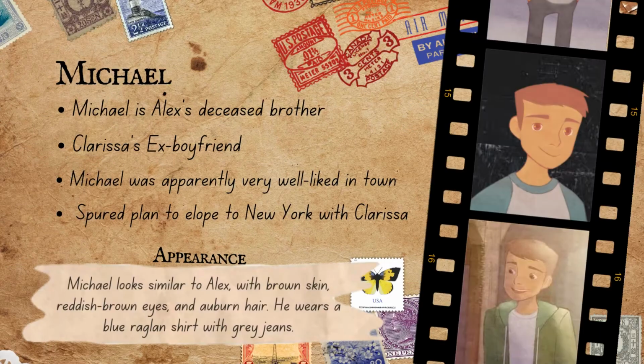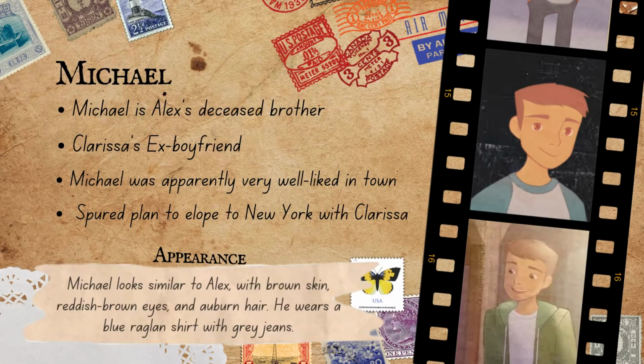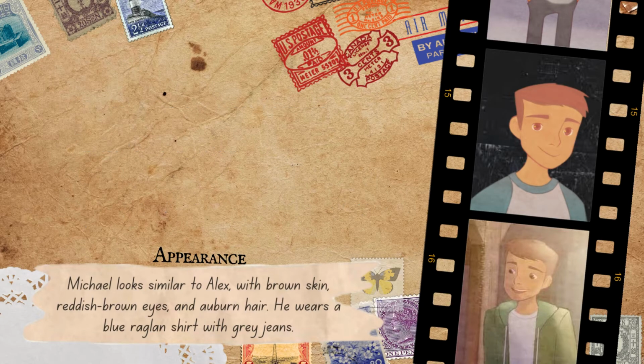Michael is Alex's deceased brother and Clarissa's ex-boyfriend. Apparently, he was very well liked in town and yet he still planned to elope to New York with Clarissa. Michael looks similar to Alex with brown skin, reddish-brown eyes, and auburn hair. He wears a blue raglan shirt with gray jeans.